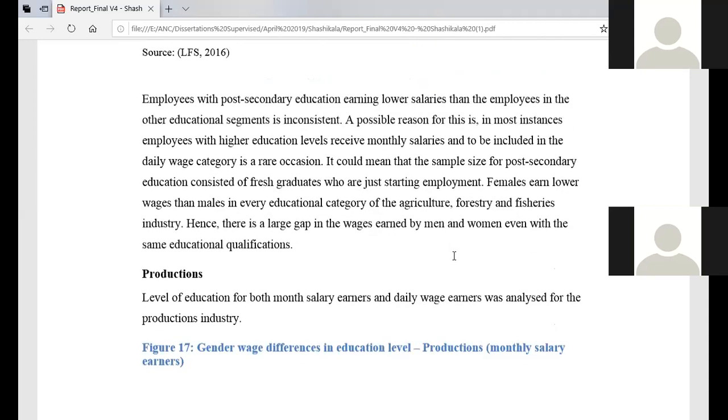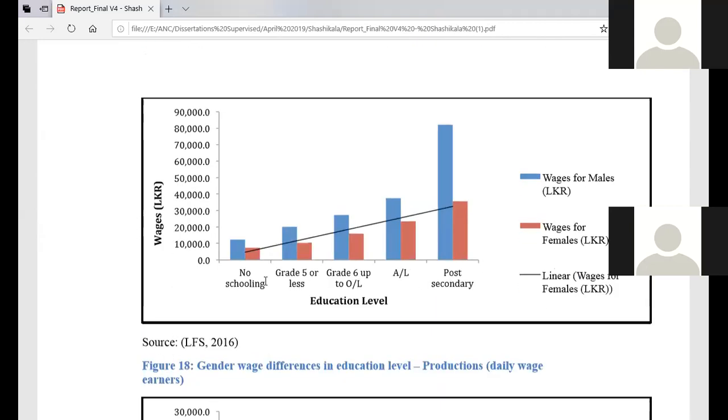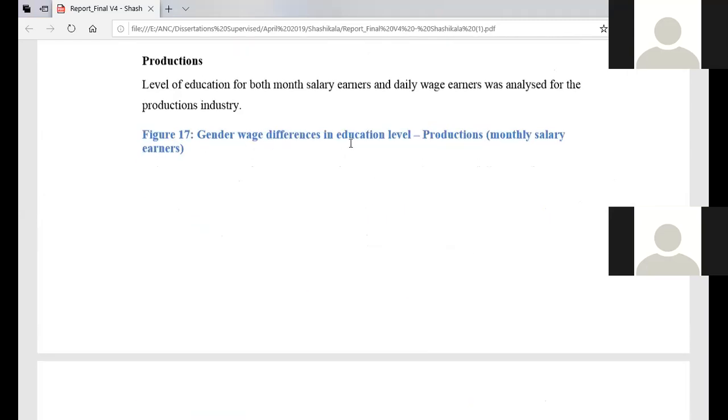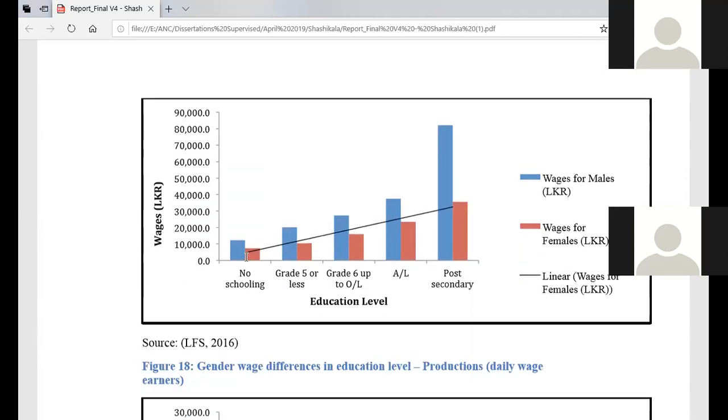Now if we take this, the wage increases. Okay, these are different industries. This is wage difference by education level in the production industry. So here you can see the wage overall increases, but the male and female wage gap also increases as the education level increases. Is it clear?